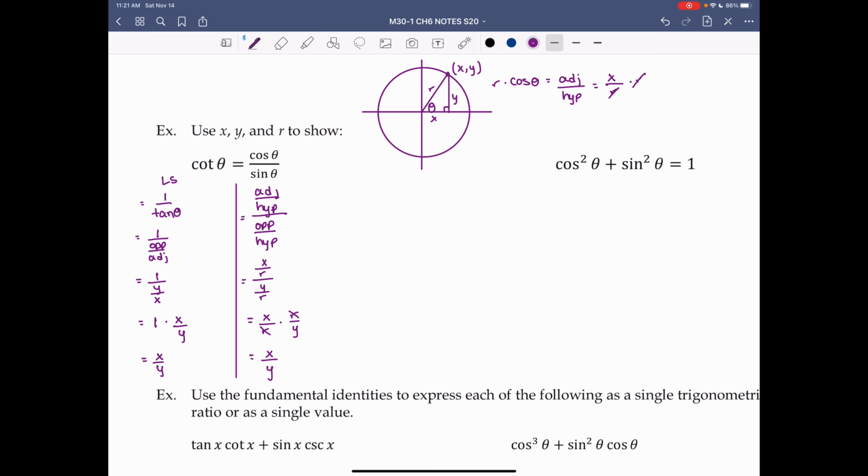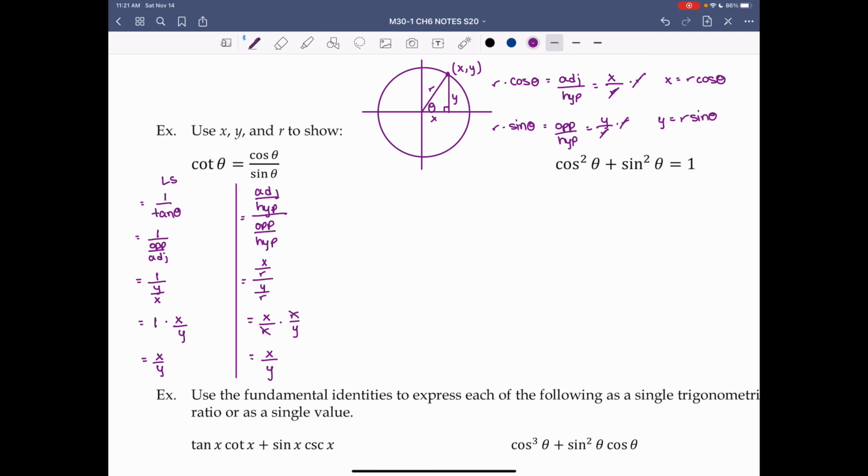Then the r's divide out on this side, and I would get x equals r times cos theta. Do the same thing for sine. Sine theta equals opposite over hypotenuse. From the circle, that is y over the radius. If I isolate for r, I would have to multiply both sides by r, and then the r's divide out on the right, and we get y equals r times sine theta.